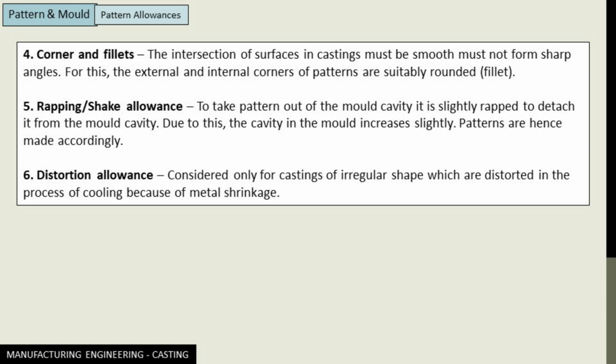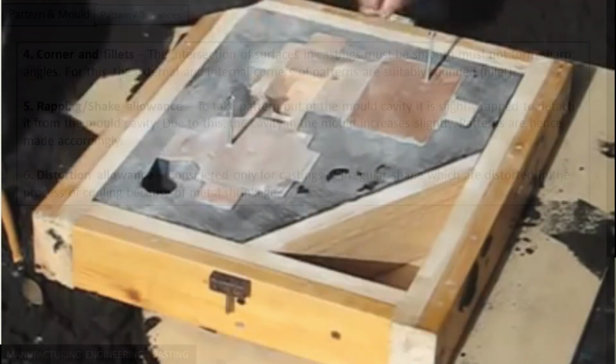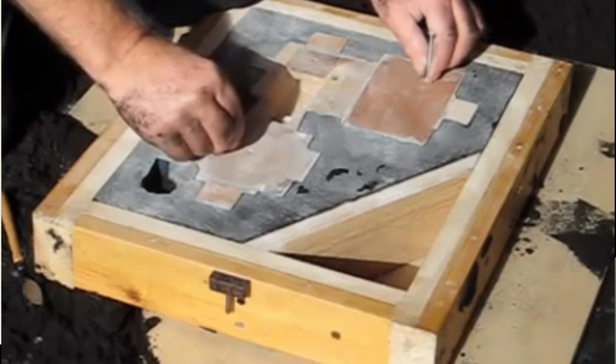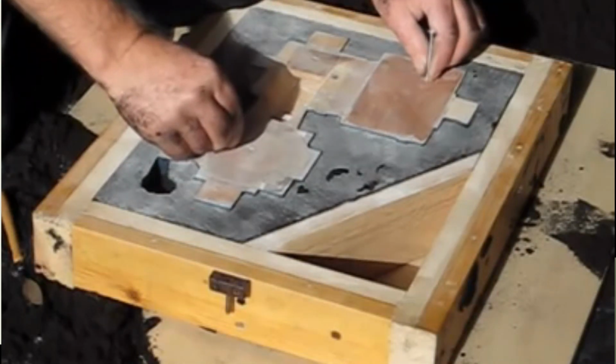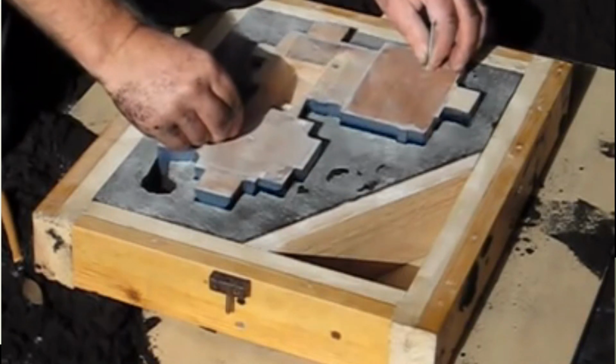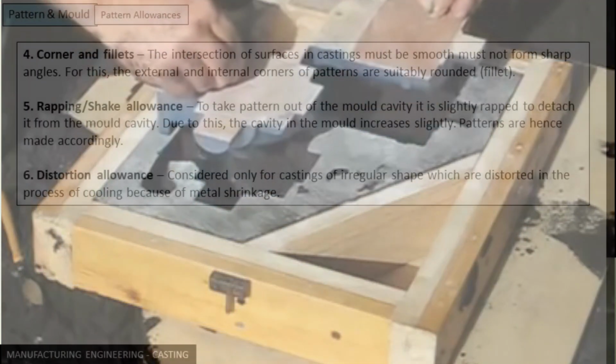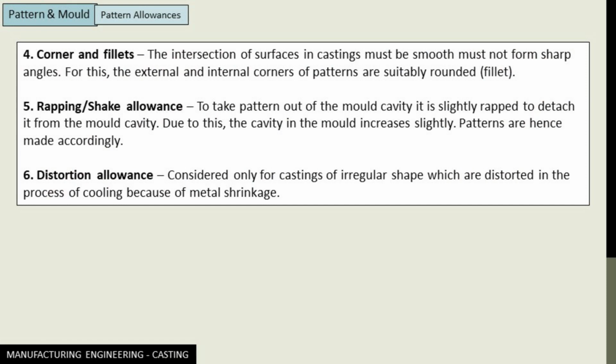Next we have corners and fillets. The intersection of surfaces in casting must be smooth and they must not form sharp angles. For the same purpose, the external and internal corners of patterns are suitably rounded. That is what we call a fillet. Next we have wrapping or shake allowance. Now to take the pattern out of the mold cavity, it is slightly wrapped to detach it from the mold cavity. Due to this, the cavity in the mold increases slightly. Patterns are hence made accordingly.